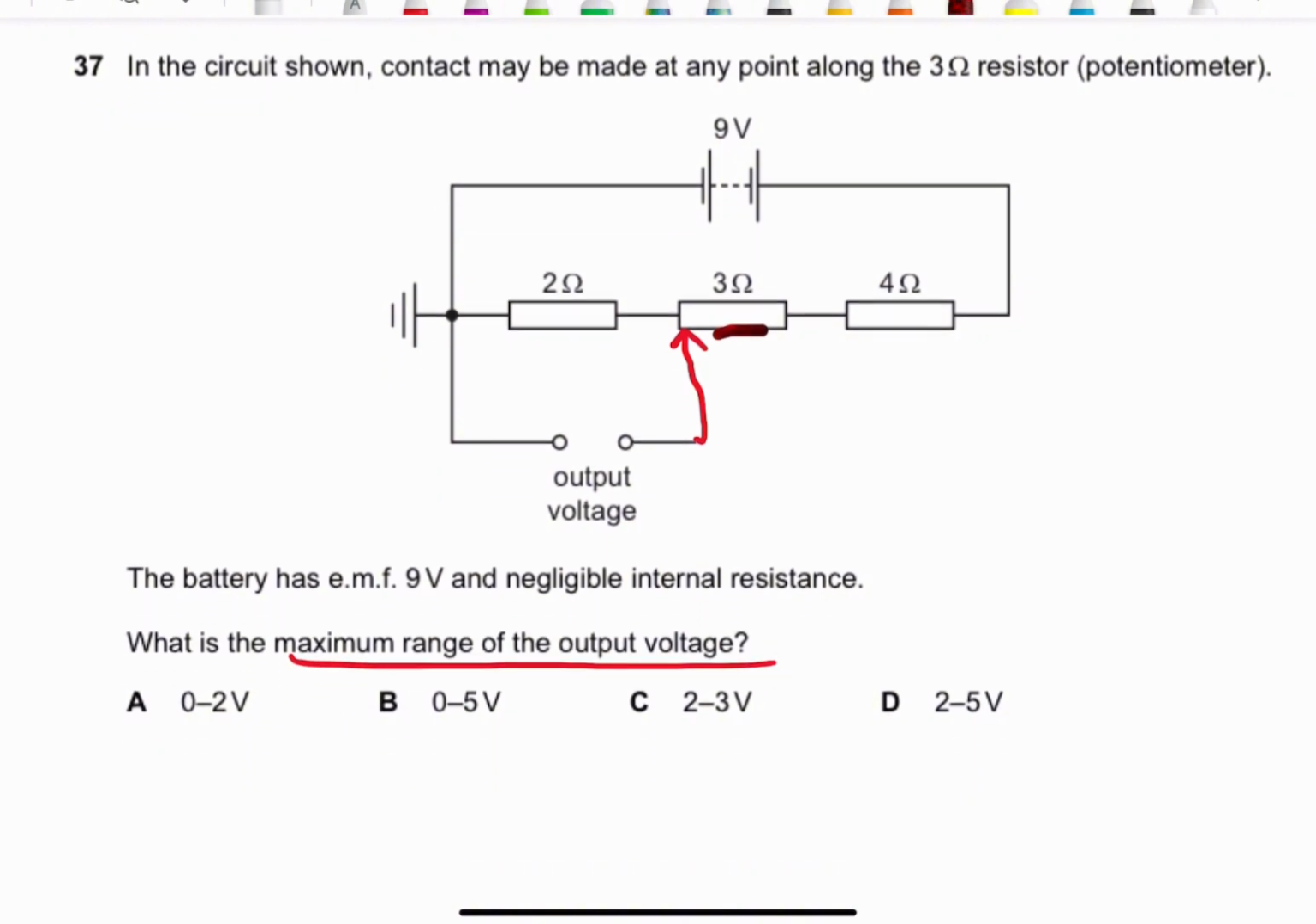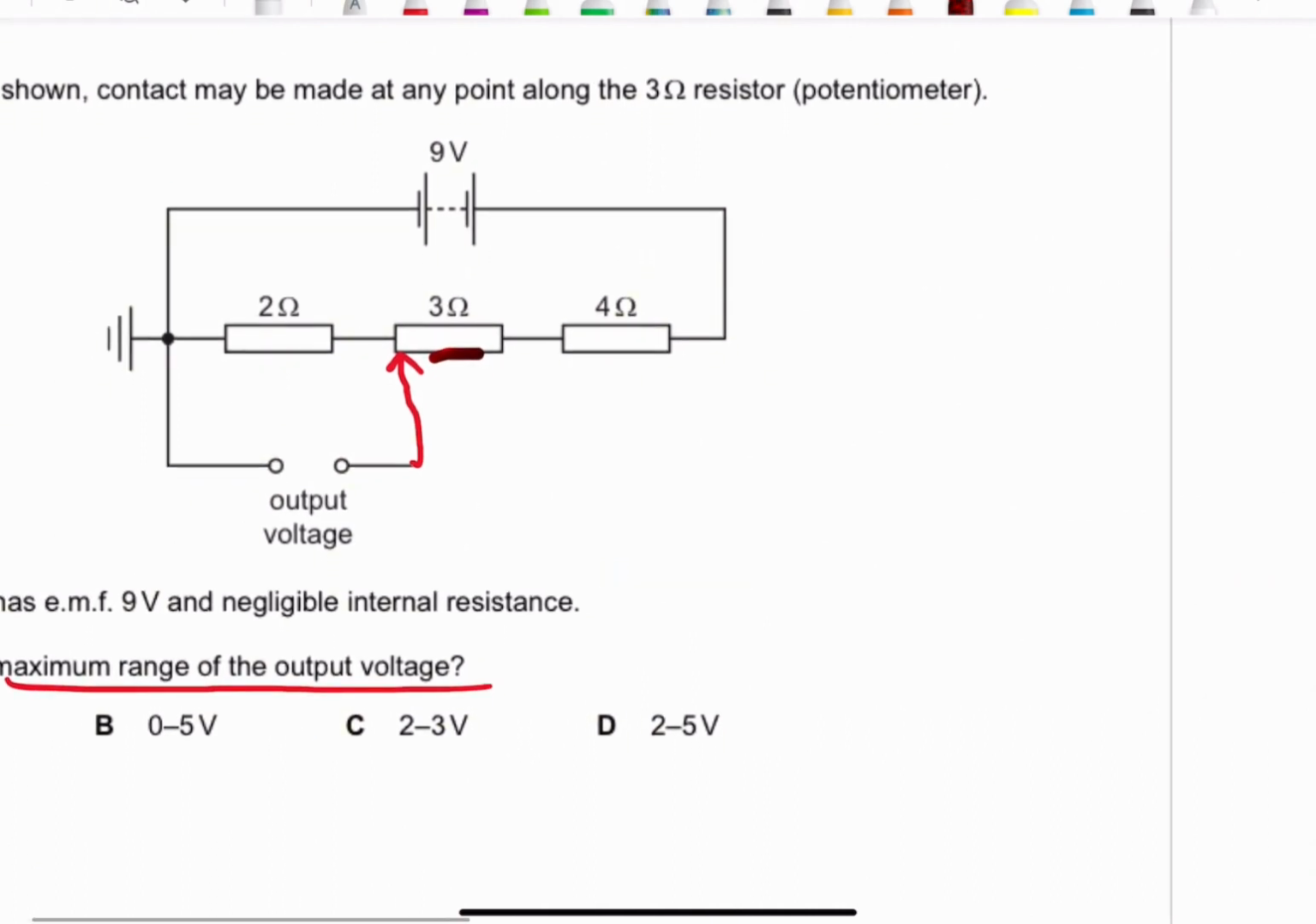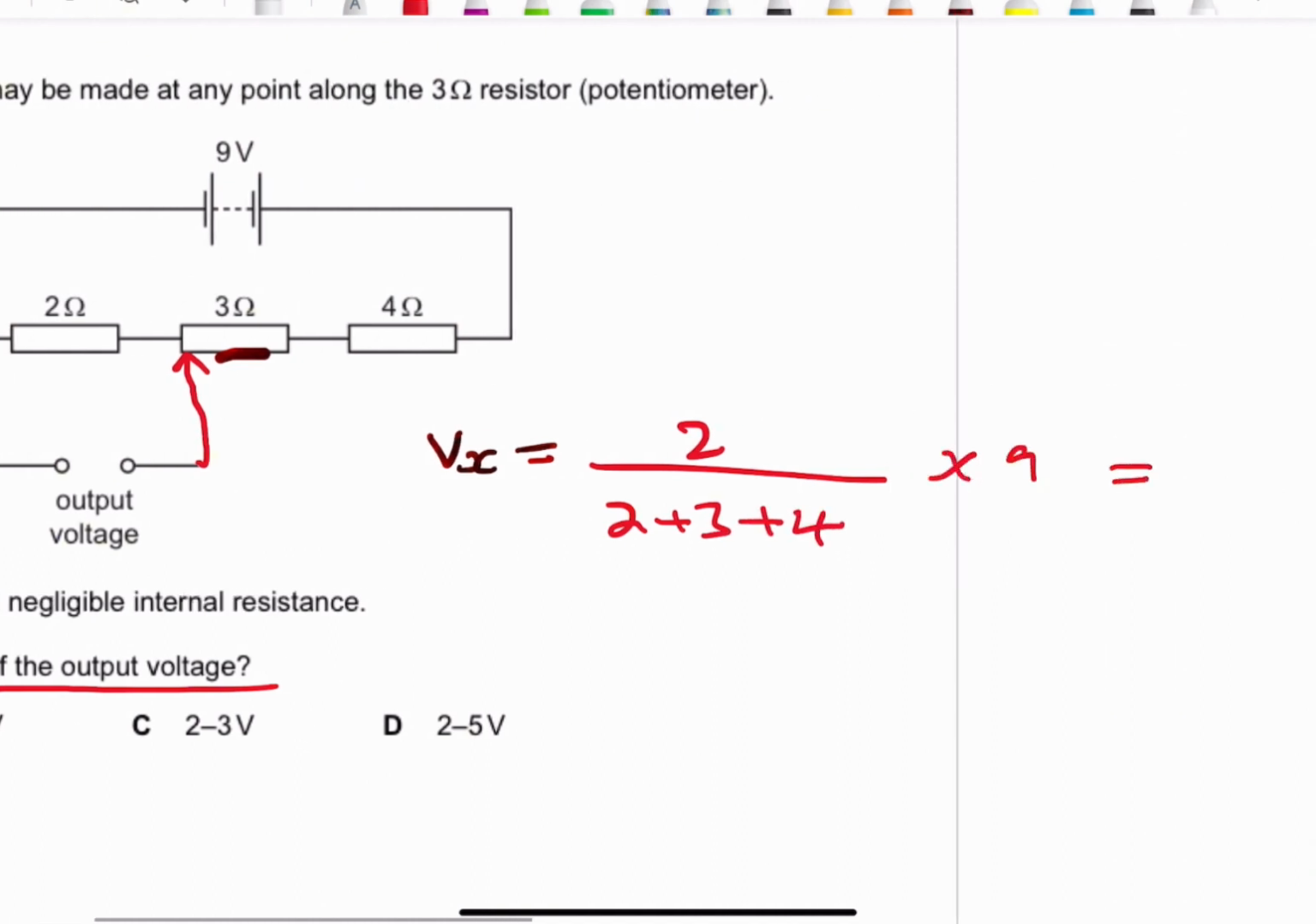Because remember, like I said, the output voltage that you get is based on the resistance that you have. That's a law. So the output voltage, Vx, that I'll get in this situation will basically be, how much do you got? You got 2. What's the total? 2 plus 3 plus 4, and multiply by 9. What do I get? I get 2, so this will give 2 volts.